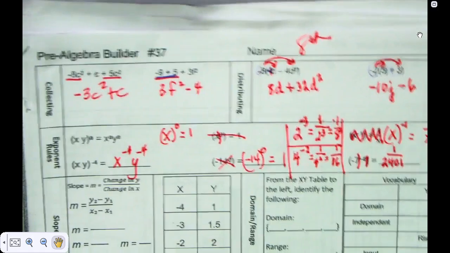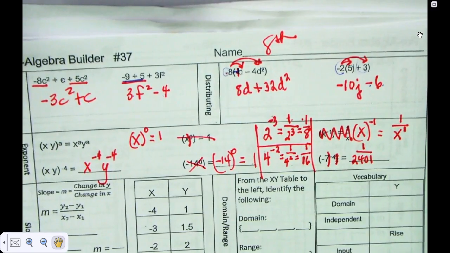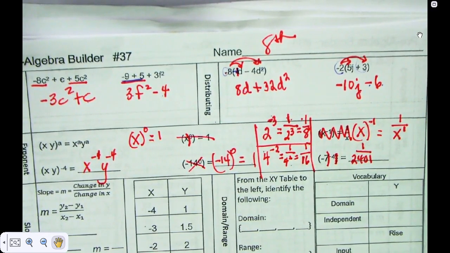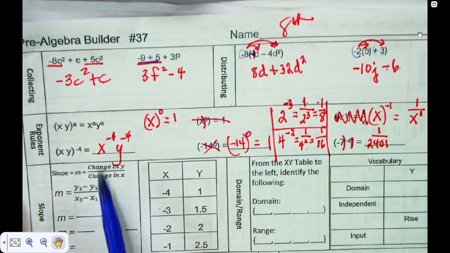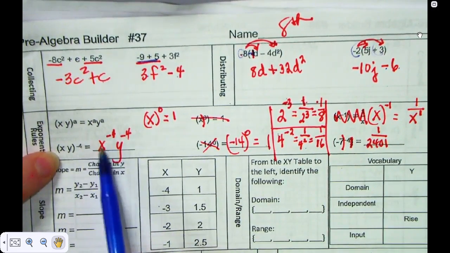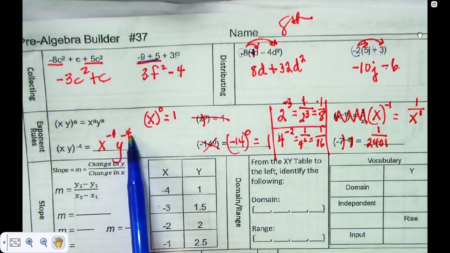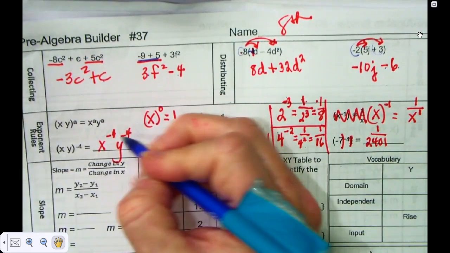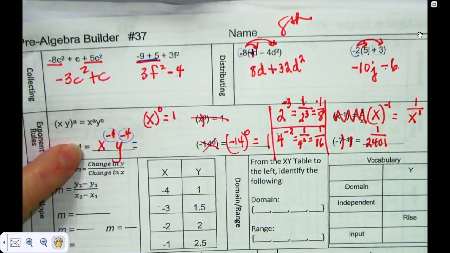Okay? Now, those who were absent, y'all have that? Everybody has that on 37? Okay, then you just follow the rule. And so you just go x to the negative 4, y to the negative 4. But let's review this real quick. We can't leave it with negative exponents. What do we have to do with them?